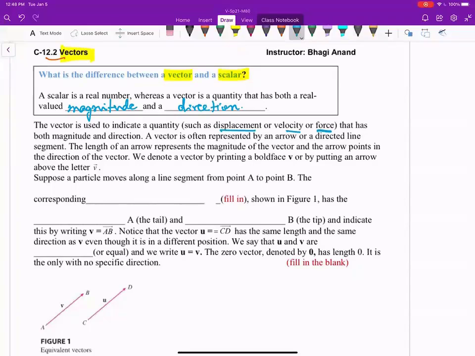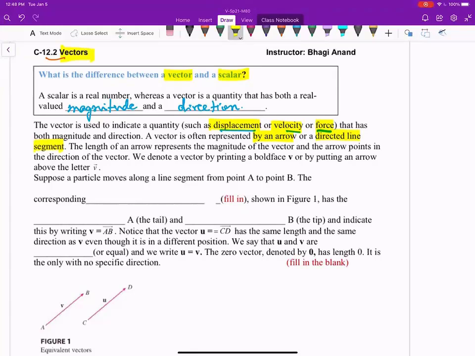You have seen vectors earlier in your Calc 1 and Calc 2 classes. The examples would be force, velocity, acceleration due to gravity. All these are examples of vectors, which have both magnitude and direction. A vector is used to indicate a quantity such as displacement, velocity, or force that has both magnitude and direction. A vector is often represented by an arrow or a directed line segment.